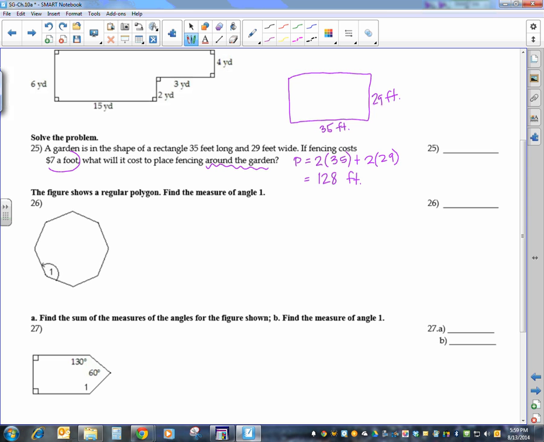And we know that the fencing costs $7 a foot. So we did 128 feet over 1 times, I need my feet on the bottom, dollars on top, $7 for every foot. My feet cancel. I have 128 times 7, which is a total of $896.